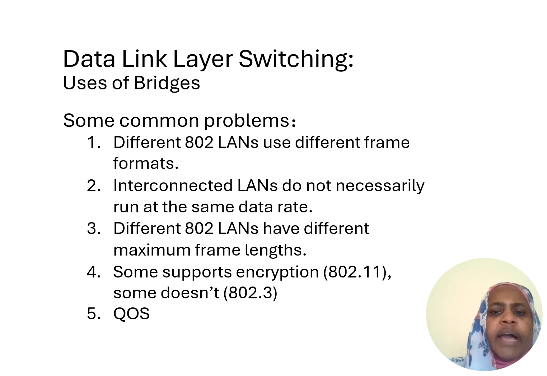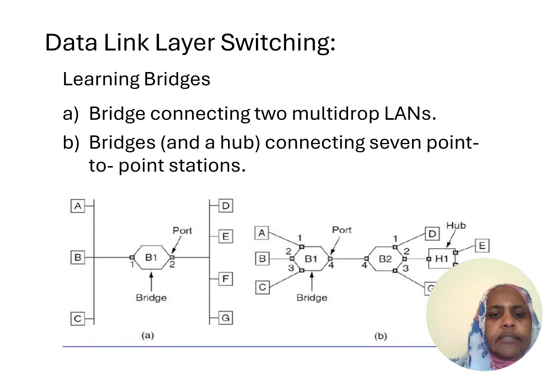Different LANs have different maximum frame lengths. The same applies for 802.11 and 802.3. And some LANs like 802.11 support encryption, while Ethernet does not support encryption. Wireless LANs support quality of service, so does the token ring, for example, while Ethernet does not support quality of service. The bridge is used to translate or to connect all these different LANs.